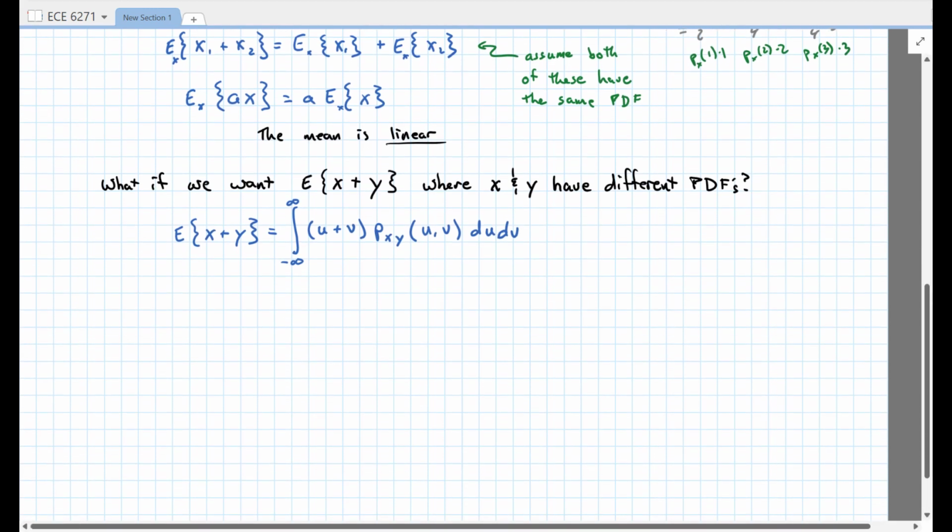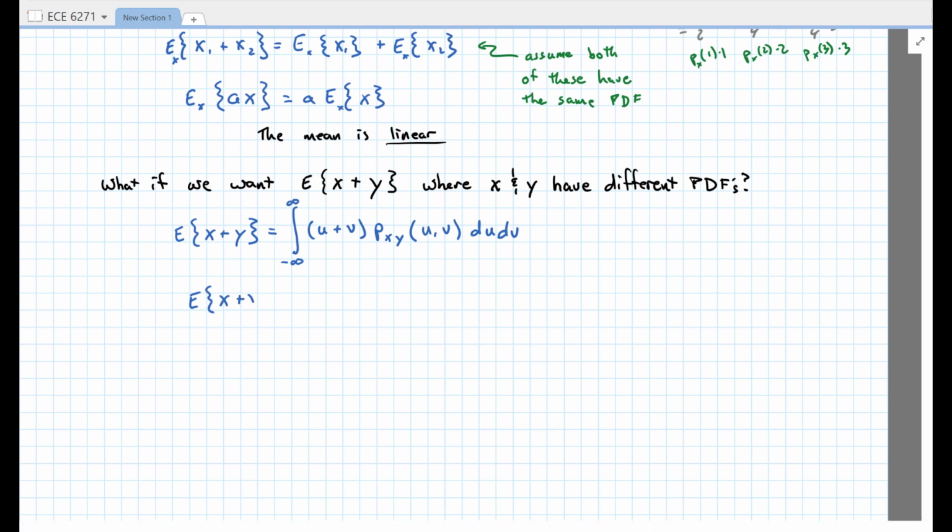On the surface, it's really not too bad. We're going to have the expected value of x plus y is equal to the expected value of x plus the expected value of y, where these are defined in this way. We would do xy, xy, xy. And as I say, most of the time these values here are implied. We just don't bother writing them down, but it's nice to know where they come from.